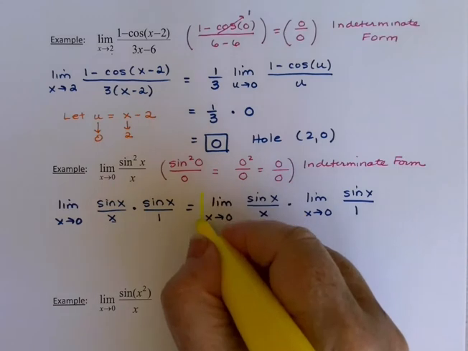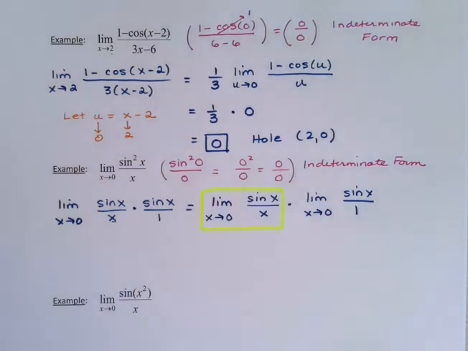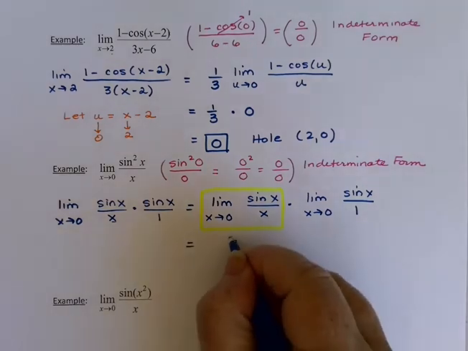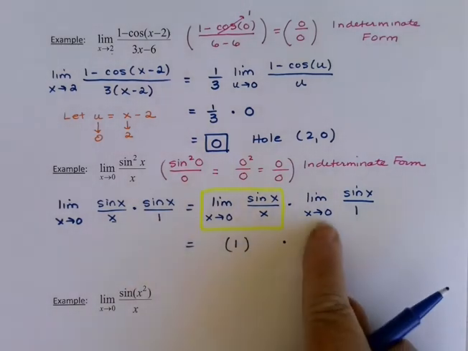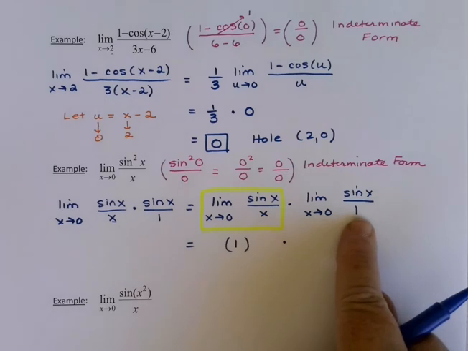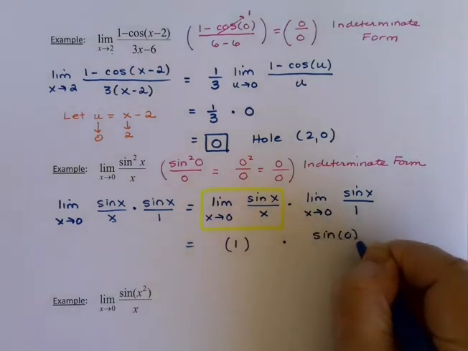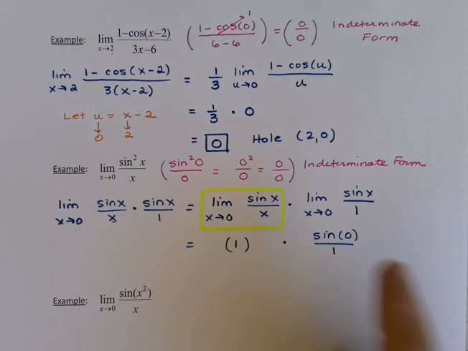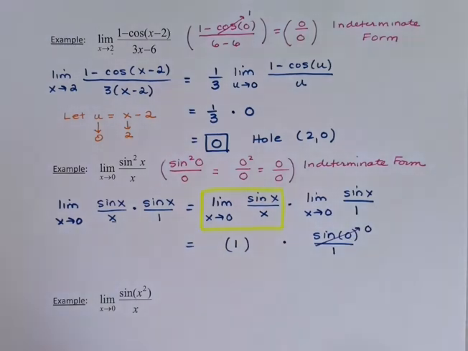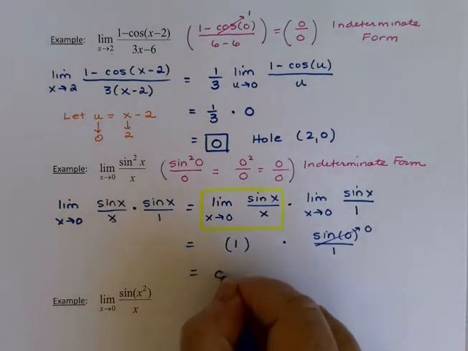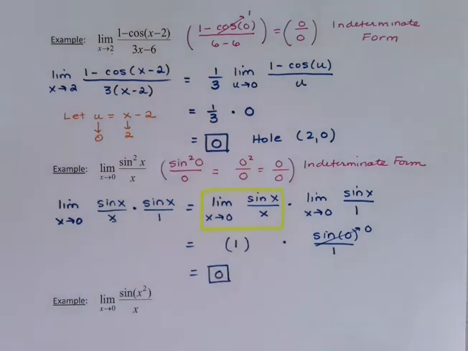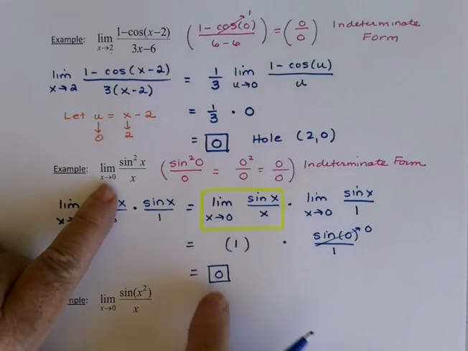And this first one is a perfect match for one of our special limits. That one equals 1. This one, since my denominator can't be 0, it's specifically 1, right? I can just plug the 0 in. And since sine 0 is 0, I have 1 times 0 or 0 for the value of this limit. So this graph's going to have a hole at (0, 0).